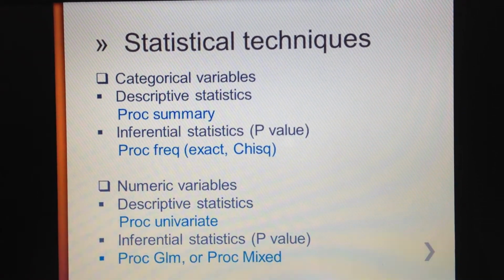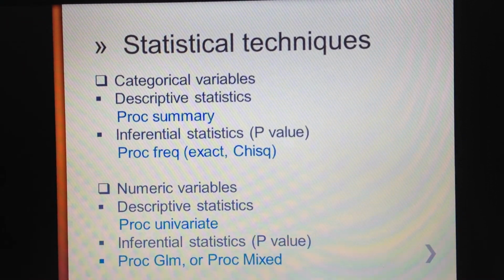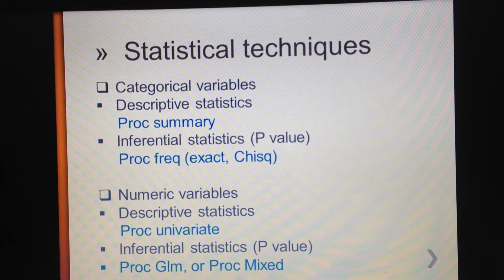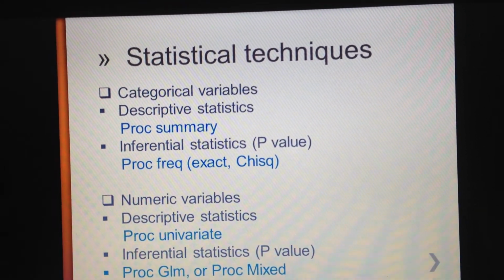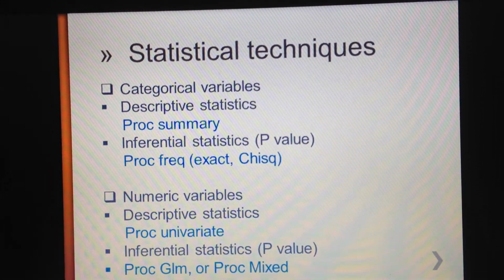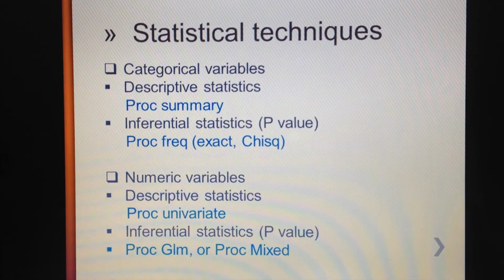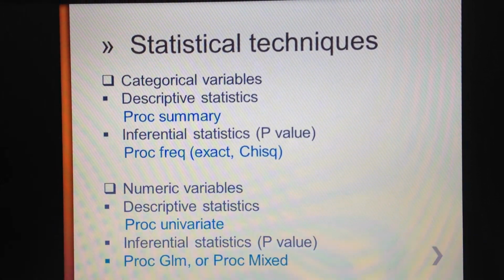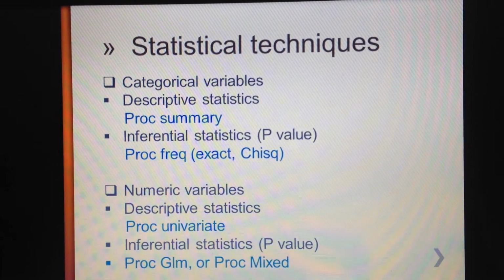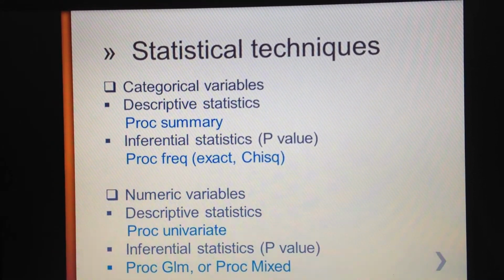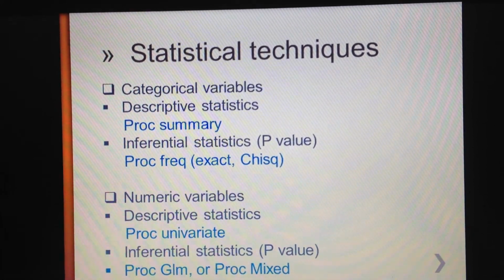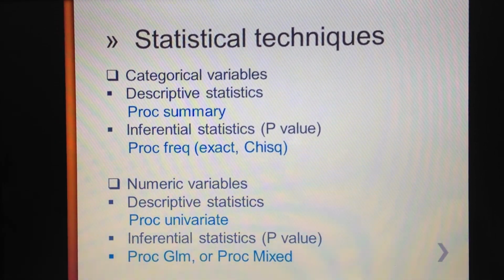Just to briefly go over the statistical techniques that we generally use in generating the descriptive and inferential statistics for both categorical and numeric variables. For categorical variables, we use proc summary to get the count and percentage. We use proc freq with exact or chi-square test to get a p-value for frequency test.